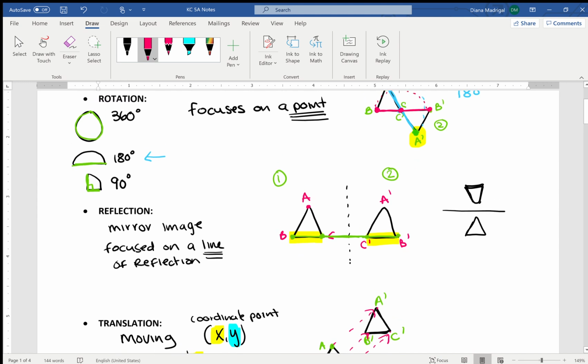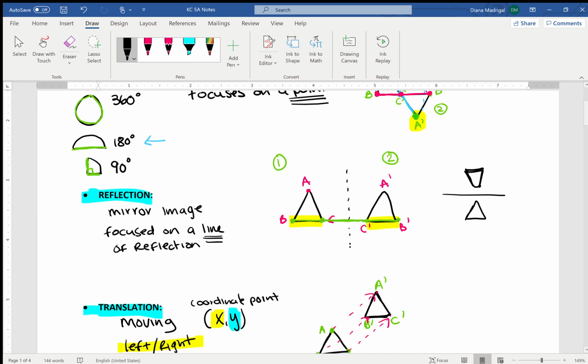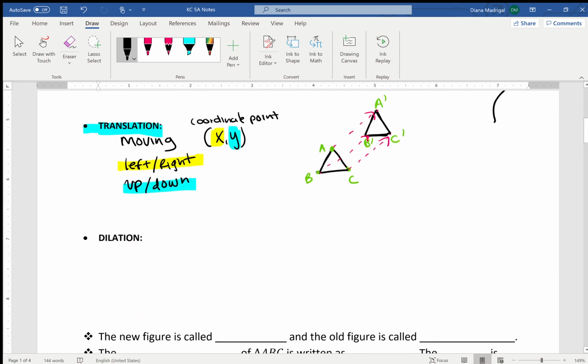One thing that we need to remember is that rotation, reflection, and translation, all the images are congruent. So all of these are congruent. And what does congruent mean? That they're the same. Triangle 1 is the same thing as triangle 2. The first image is the same as the second image. Those images are always going to be congruent. Dilation is the only one that is not congruent.